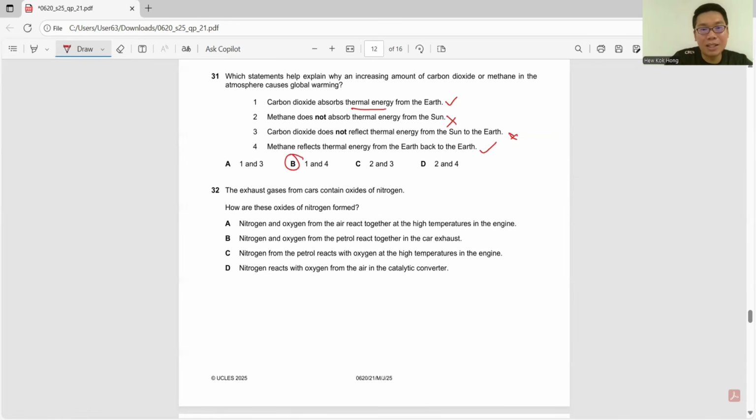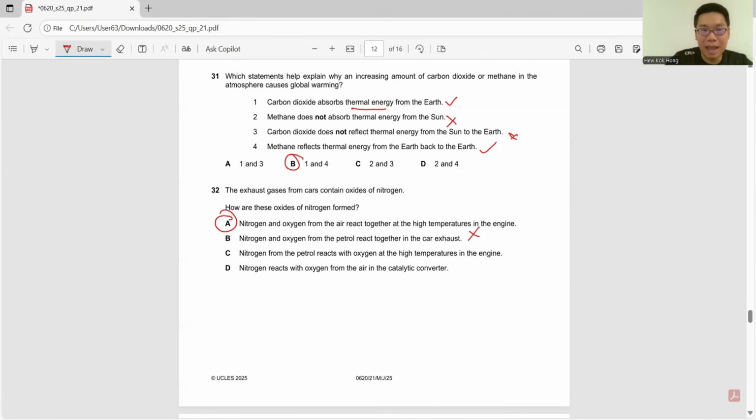32. The exhaust gases from a car contain oxides of nitrogen. How are these oxides of nitrogen formed? Nitrogen and oxygen from the air react together at a high temperature in the engine, which causes this waste gas to be produced. For B, it says nitrogen and oxygen from the petrol react.